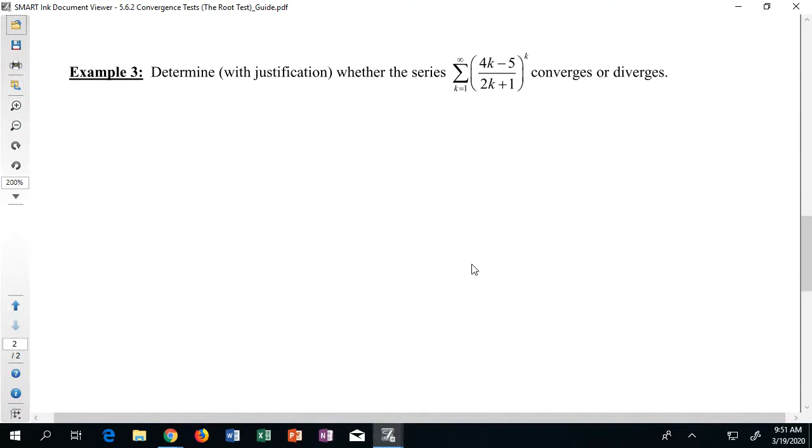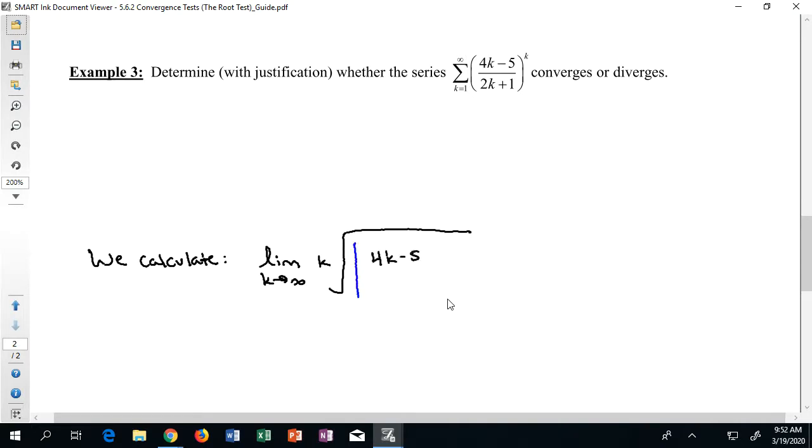I'll start by saying this. Okay, notice I'm going to leave a lot of space here, and I'm going to start my root test. I'm going to write some stuff up above this in just a moment. So I'll say that we're going to calculate that the limit as k goes to infinity of our kth root of absolute value bars 4k minus 5 over 2k plus 1 all to the power of k.